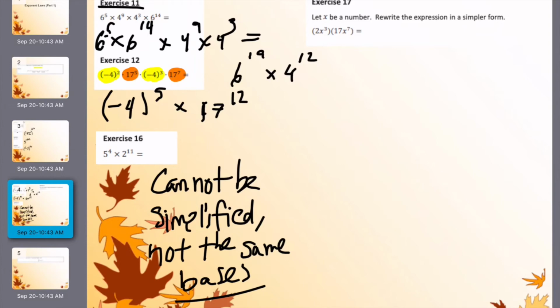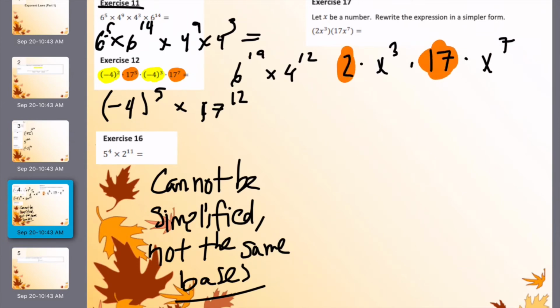When I have 2x right next to each other, that's the same thing as saying 2 times x. So what I'm going to do is pull these numbers apart and show their multiplication signs. So I'm going to have 2 times x to the third times 17 times x to the seventh. And now I can go back to highlighting.